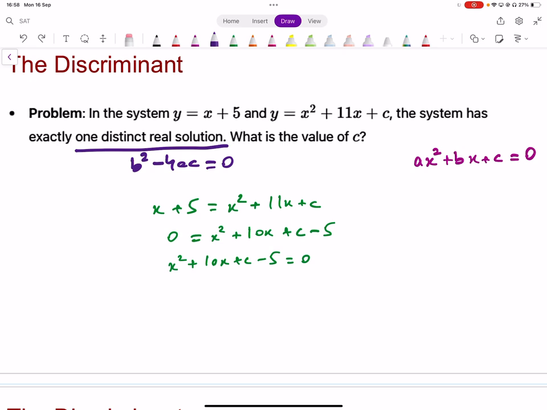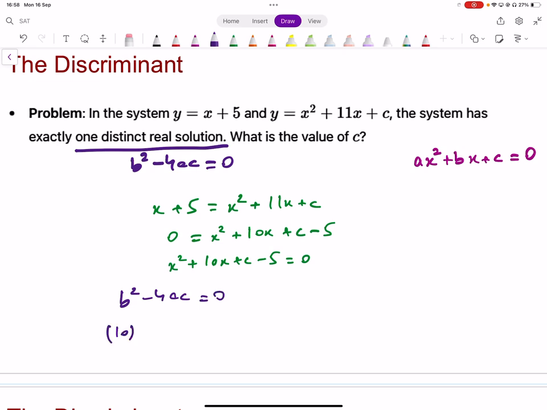For quadratic functions, two solutions means b squared minus 4ac greater than 0. One solution means b squared minus 4ac is equal to 0. No solution means b squared minus 4ac is less than 0. Only for quadratic functions. It does not work anywhere else. Okay, so now we say b squared minus 4ac is equal to 0.